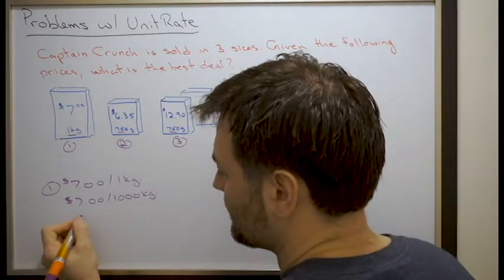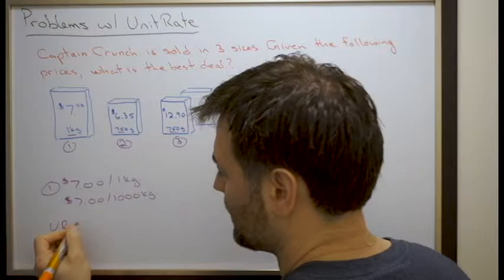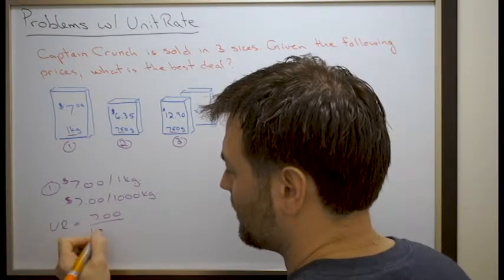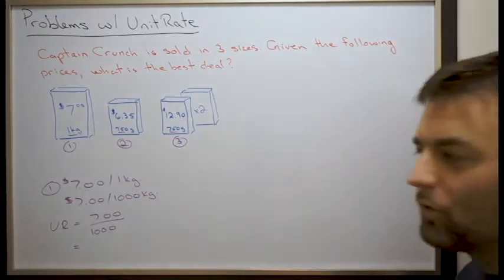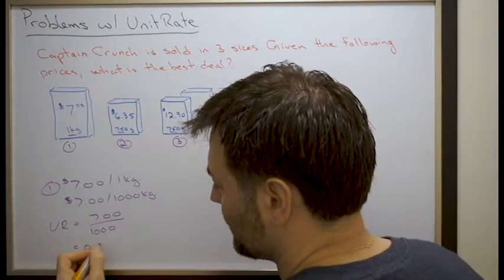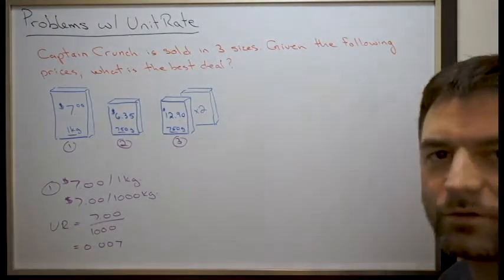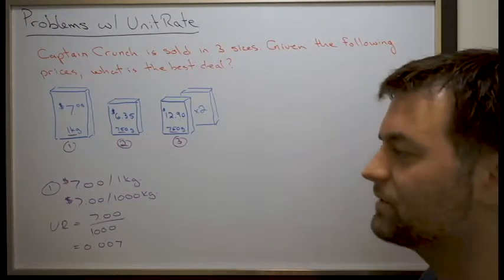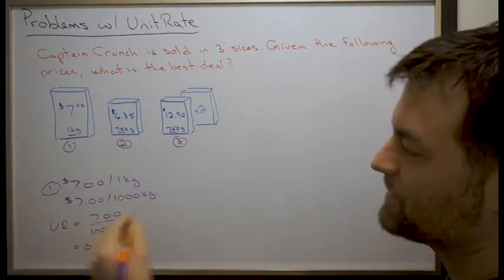And now we can do some division here. We have the unit rate, we'll call it UR. We have $7 divided by 1,000 grams. And when we divide that out, we're going to end up getting 0.007. So 0.007 of a dollar, so less than 1 cent is our unit value there per gram. And so there's our first comparison.